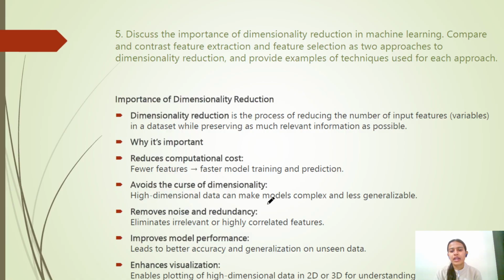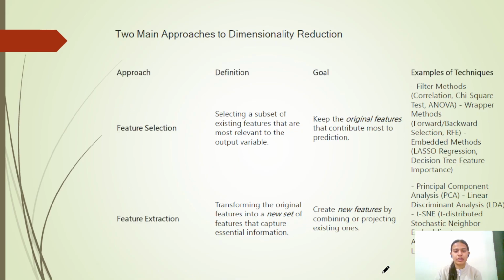High dimensional data can make models complex and less generalizable. It removes noise and redundancy, eliminating irrelevant or highly correlated features. It improves model performance, leading to better accuracy and generalization on unseen data. It enhances visualization, enabling plotting of high dimensional data in 2D or 3D for understanding patterns.